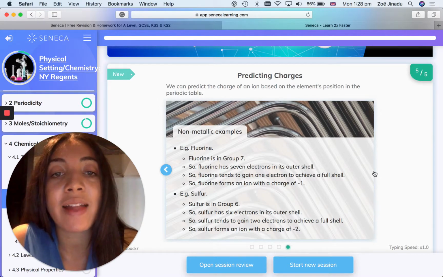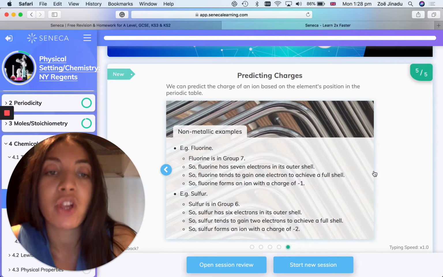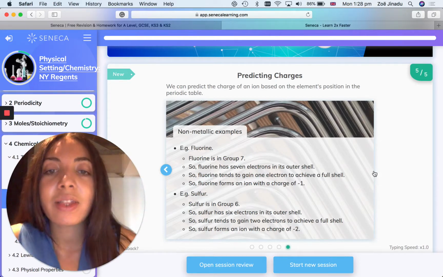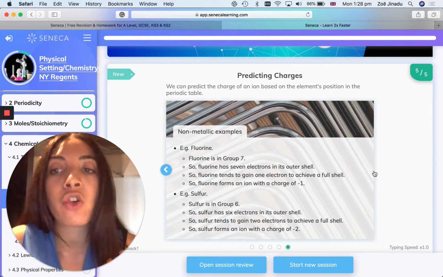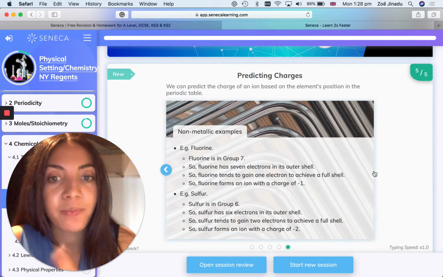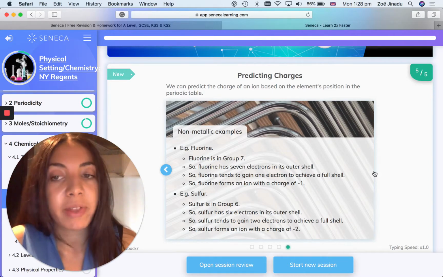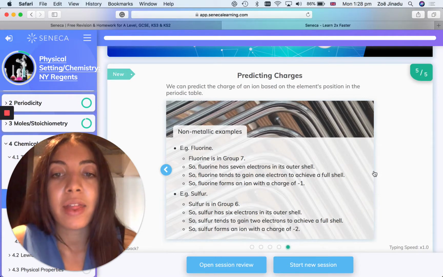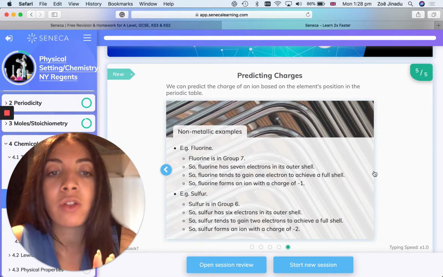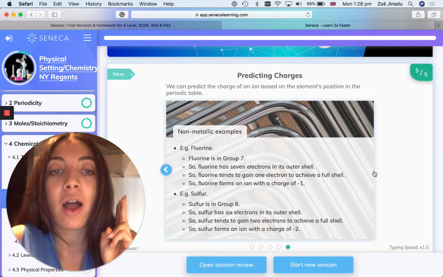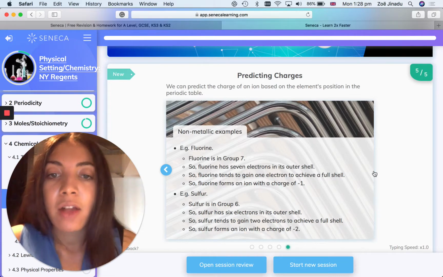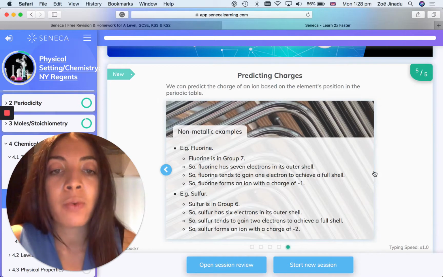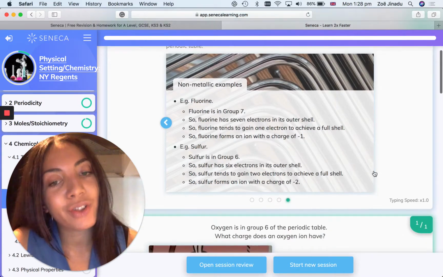Therefore, fluorine tends to gain 1 electron to achieve a full outer shell. Thus, fluorine forms an ion with a charge of -1. Sulfur is in group 6, so sulfur has 6 electrons in its outer shell, and therefore it tends to gain 2 electrons to form a full shell. So sulfur forms an ion with a charge of -2.